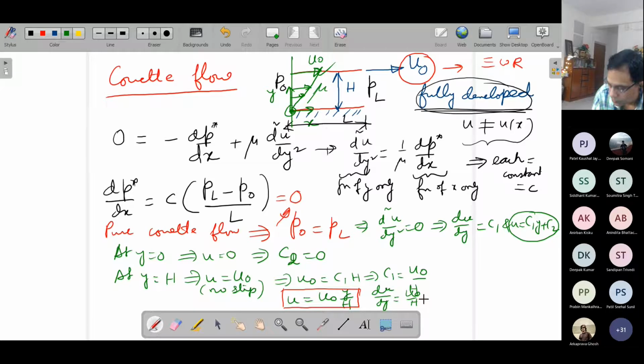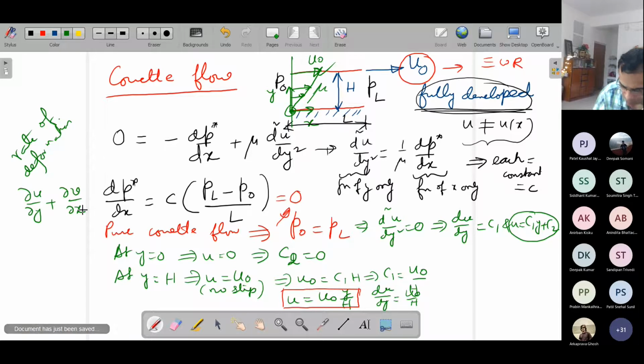So what is physically du/dy? This is the rate of deformation. Recall the rate of deformation in kinematics in the xy plane. Here there is no v, so there is no question of that, and u being a function of y, this becomes du/dy. So this is the rate of deformation.